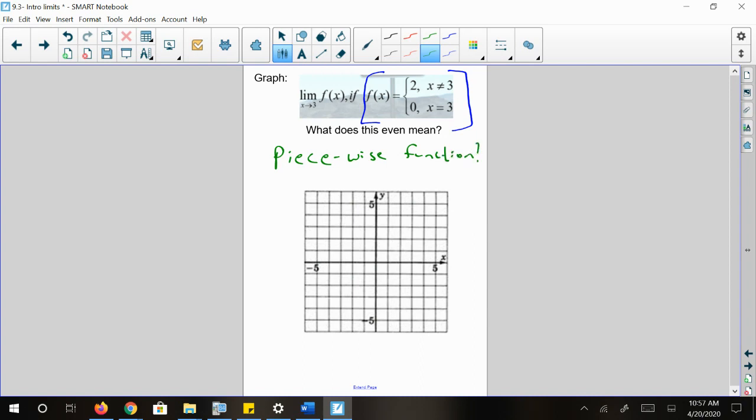Okay, and all that it means is this function is put together in pieces. It's not one complete function the entire time. It's a couple different functions put together to create a full function, okay? So let's start out with this. F of x is equal to 2. That's like y is equal to 2, okay?